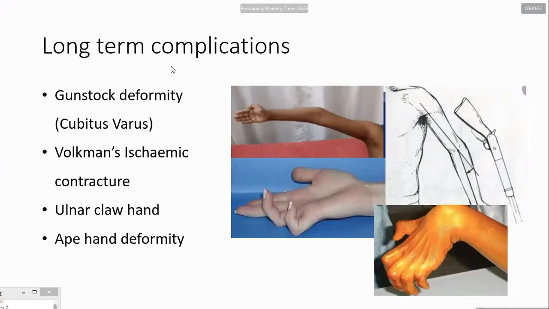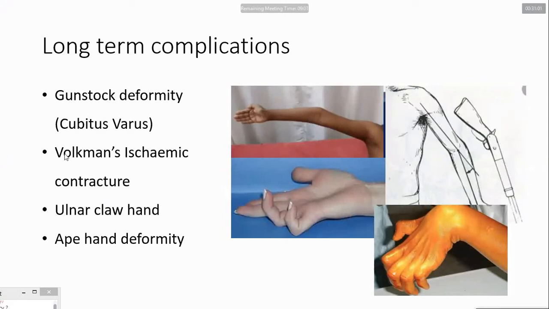So the long-term complications associated with supracondylar fracture, the very important one is the gunstock deformity. That's the cubitus varus, because this looks like a gun, the gun being loaded there. So that's called a gunstock deformity, cubitus varus. Please note that it's a very tricky MCQ question also. Supracondylar fracture is associated more commonly with cubitus varus, and lateral condyle with cubitus valgus.